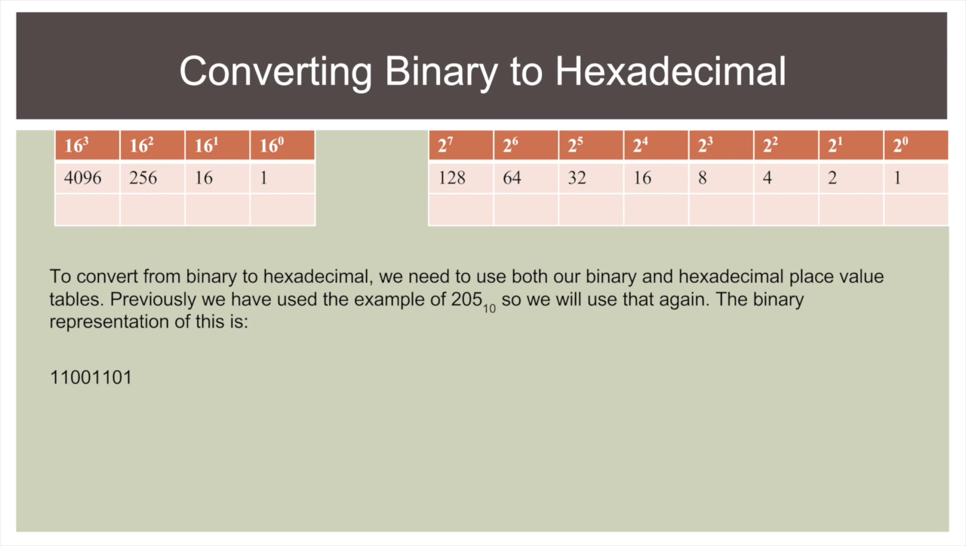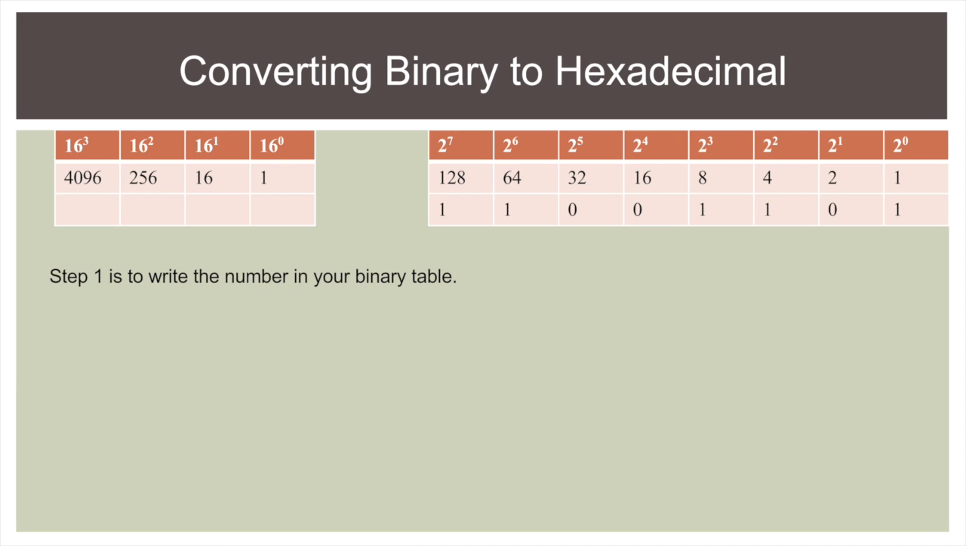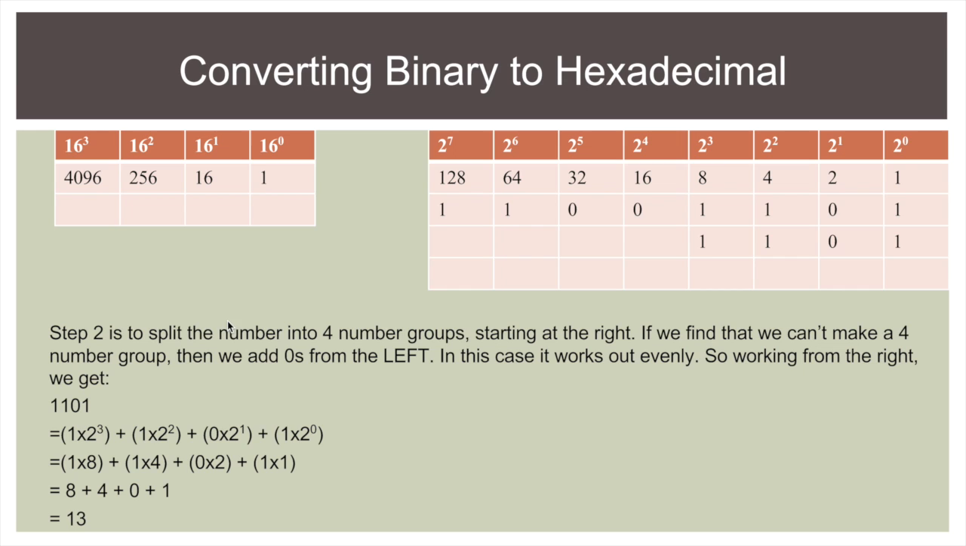So when we're converting from binary to hexadecimal, we need to use both our binary and hexadecimal place value tables. We previously used this example of 205 base 10, so we'll use that again. And the binary representation of this is shown below. Step 1 is to write the number in your binary table, and we've done that there. Step 2 is to split the number into 4 number groups, starting at the right. If we find we can't make a 4-number group, we add zeros from the left. In this case, it works out evenly.